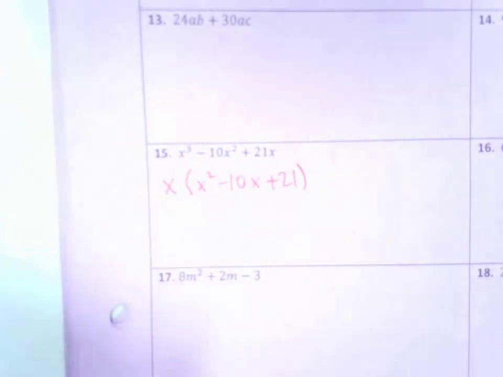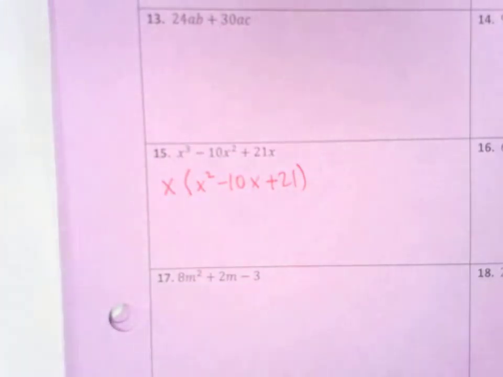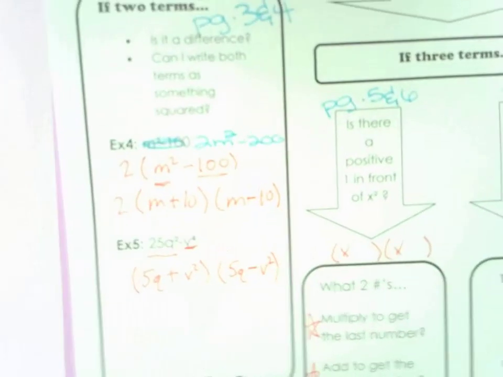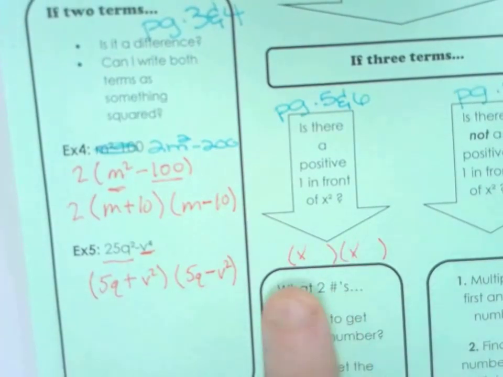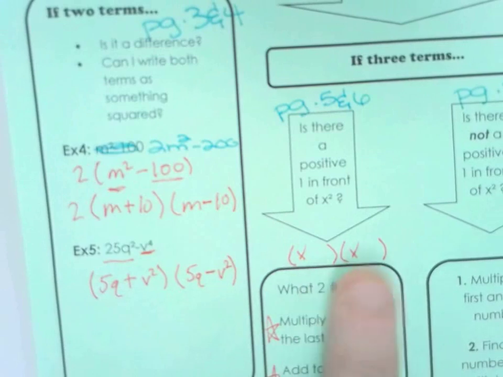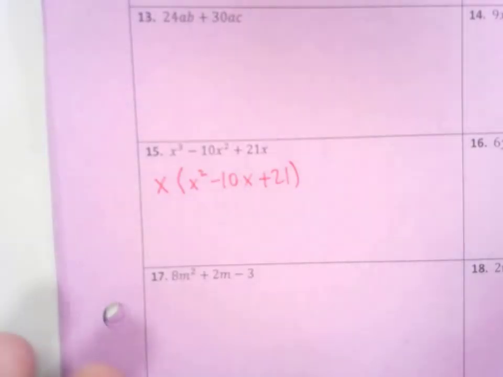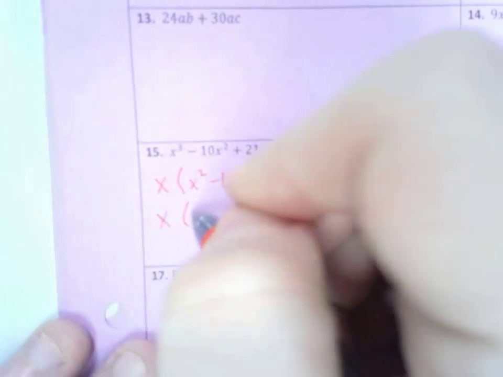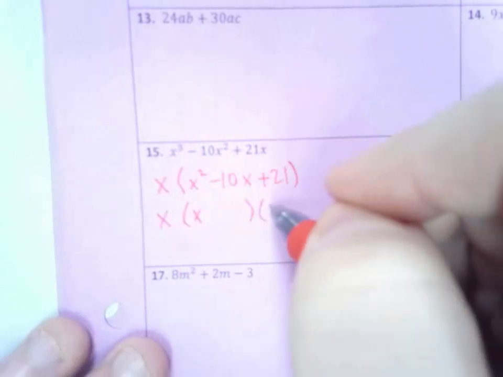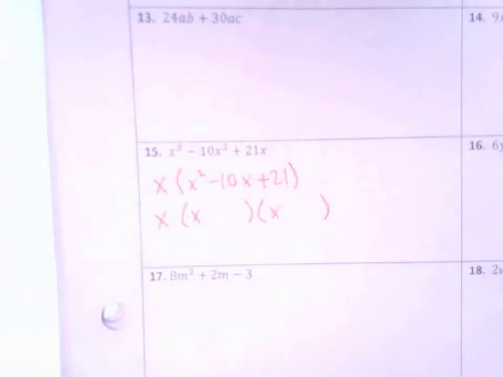Good. How many terms do we have now is the next step? 3. Is there a positive 1 in front or not? There is. So we're going to do the shortcut method on the left, this arrow. We can write 2 parentheses with the variable in the front. So bring down our GCF, and then we have 2 parentheses. Now it says, after that, multiply to get the last number, add to get the middle.